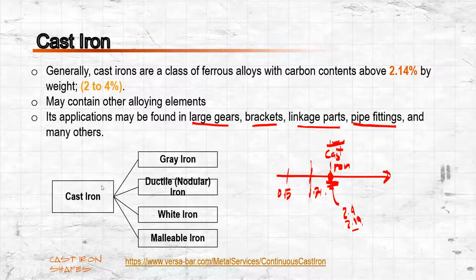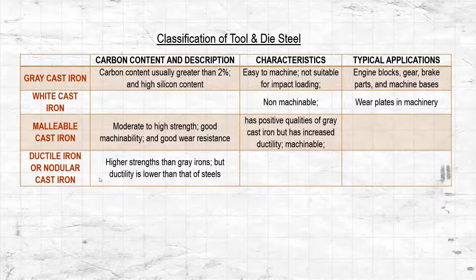And for cast irons, it's further classified as gray iron, ductile iron, white iron, and malleable. Okay, so typical application for gray cast iron are engine blocks, gear, brakes, parts, and machine bases. And for white cast irons, usually that's for wear plates in machinery. Okay, so you just have to read this in our lecture handouts. So let's write here cast iron.